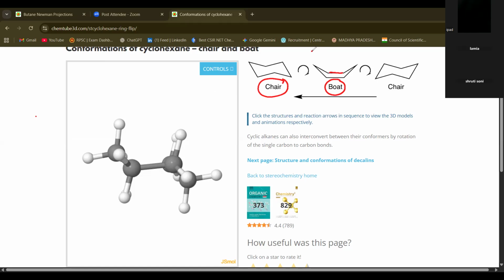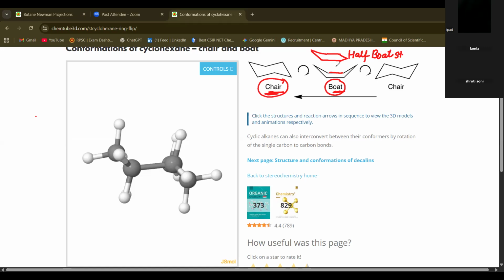And there is one more structure, that is half boat. So the half boat will look like this. Only the upper part of the boat is on the upper side, while this part is on the same plane. Do you understand half chair? Yeah, half chair structure. See, this is the chair structure of cyclohexane. This is the boat structure, and above here is the half boat structure.